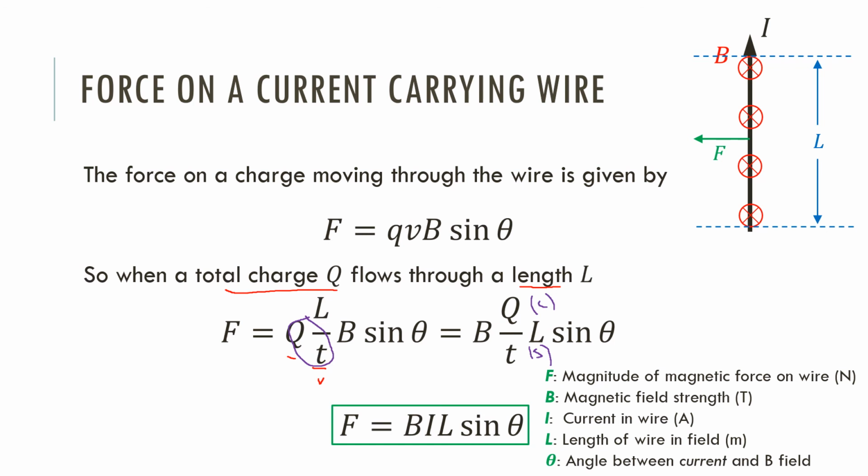So F is the size of the magnetic force on the wire. B is the magnetic field strength. You want to remember that's a new quantity. It's measured in Tesla. I is the current flowing through the wire in amps. L is the length of the wire, and theta is the angle between the current and the magnetic field. So F equals BIL sine theta. That is the second and last equation in your data booklet for 5.4.